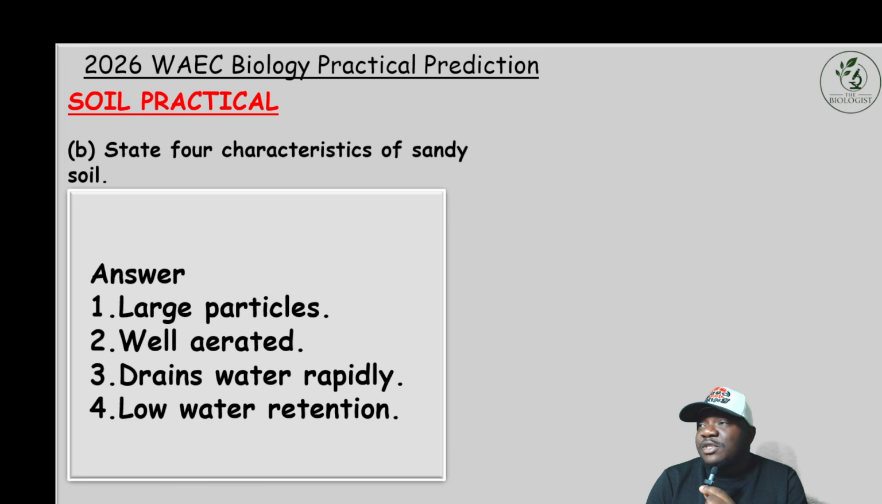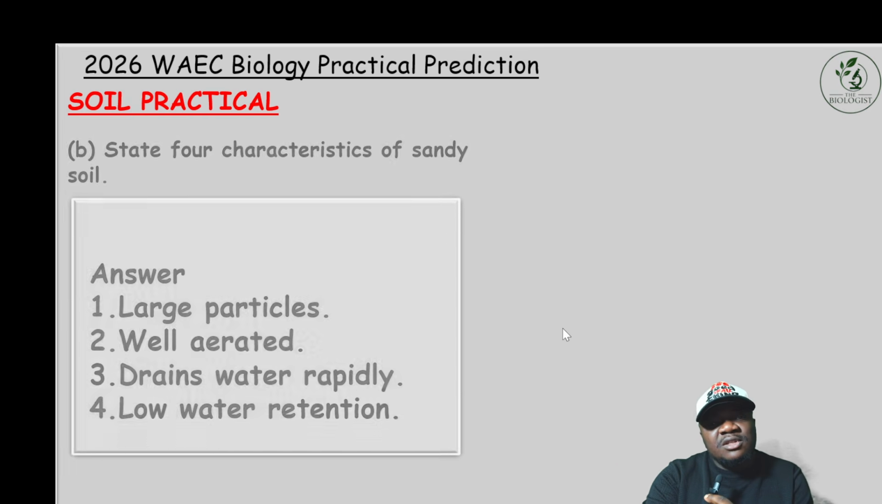Then low water retention means sandy soil cannot hold water for a very long time. That's why it's not really good for agriculture. Once you pour water, it drains very quickly, so it retains water very little. So you have a low water retentive capacity. You can check for other characteristics of sandy soil. Agriculture will tell you that sandy soil has loose particles, and it is not sticky to the touch. So these are some characteristics of it.